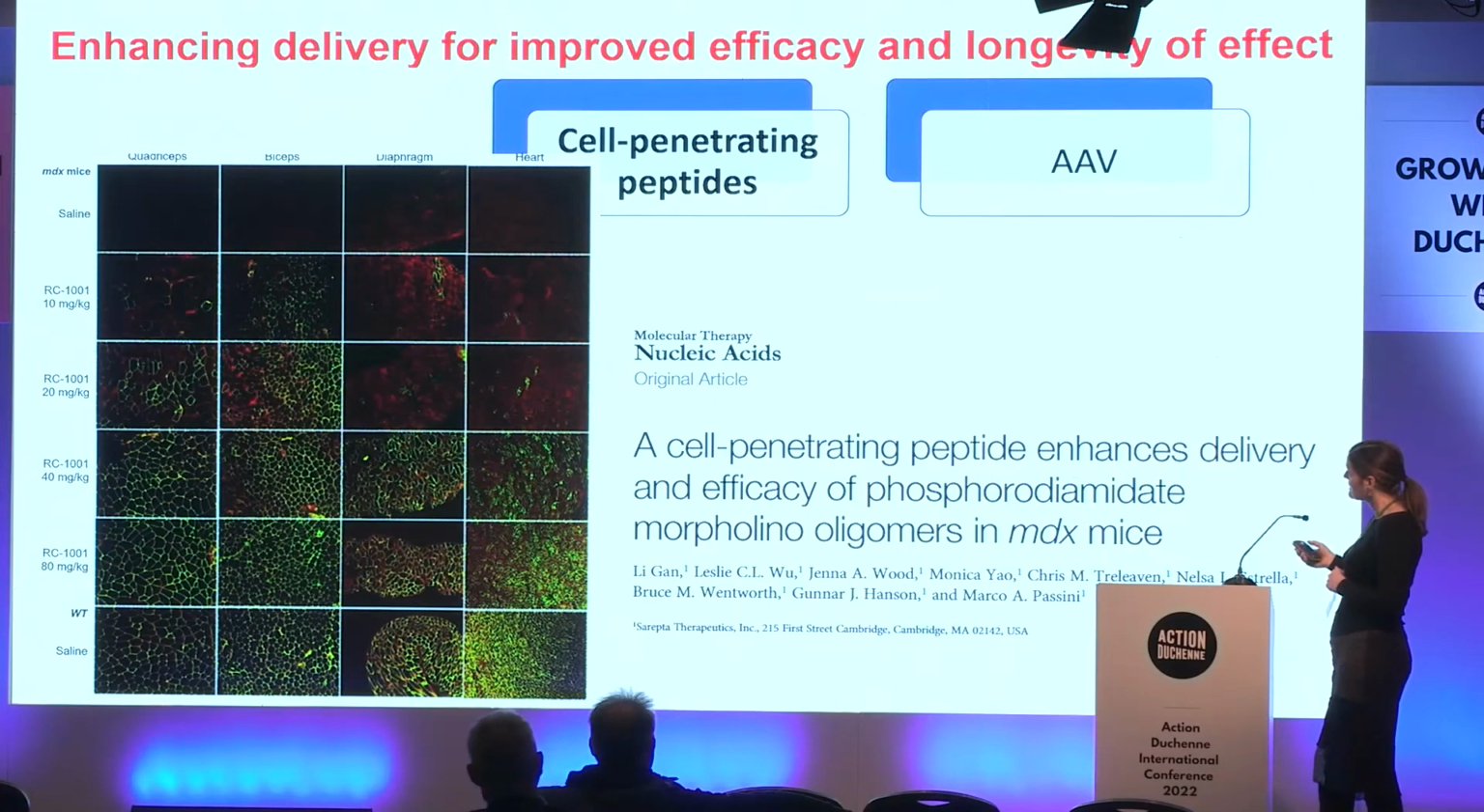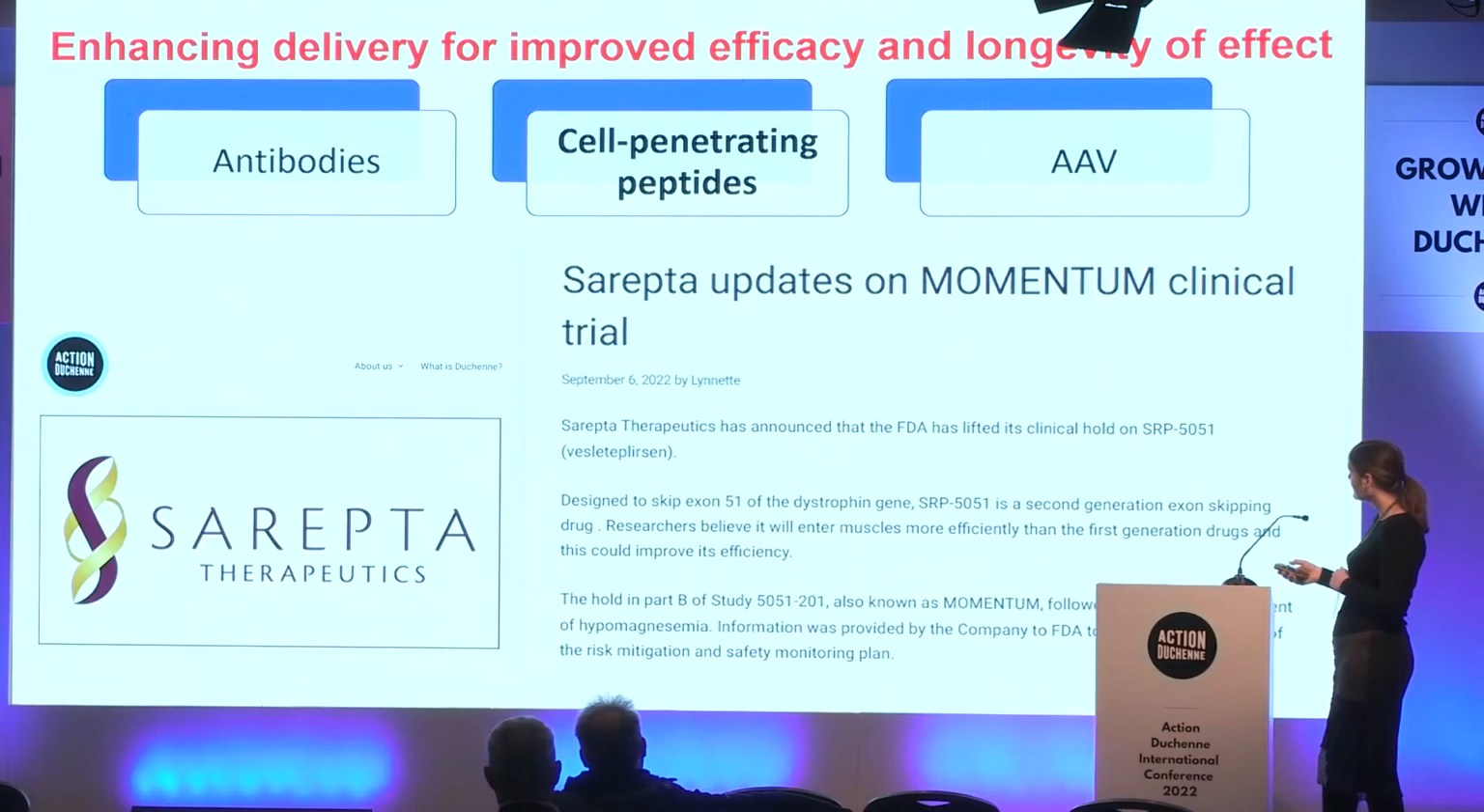So now looking at cell-penetrating peptides, which Tom has covered, but I just wanted to show you the Sarepta PPMO that they have. Again, in the MDX, they're showing really nice dystrophin staining in the fibers across a wide range of muscles, including the heart. And from that, they've gone into clinical trial.